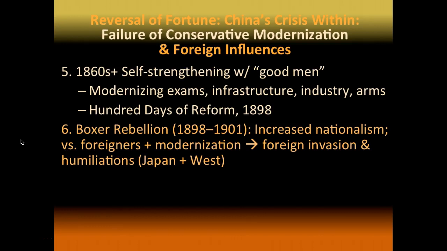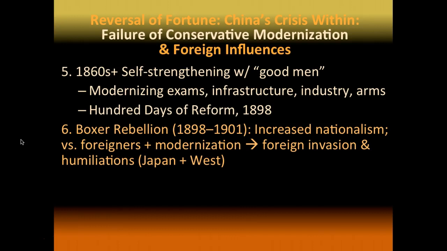Landowners, the wealthy, feared the changes posed by new industries and other forms of commercial modernity. They liked their power and they weren't really interested in other things. So the failure of the modernization movement was seen in the anti-foreign traditionalist movement known as the Society of the Righteous and Harmonious Fists, or the Boxers, in the Boxer Rebellion, and this was from 1898 till 1901.